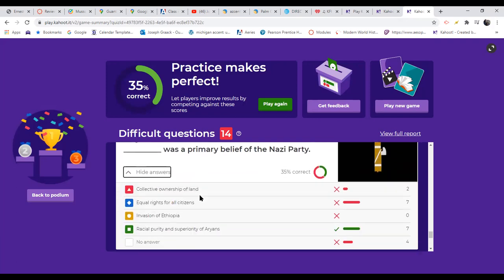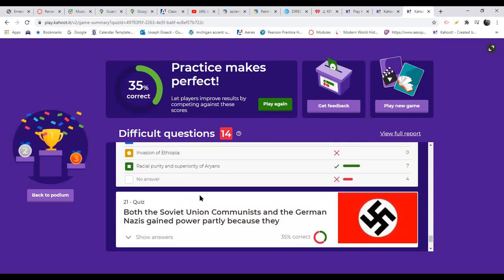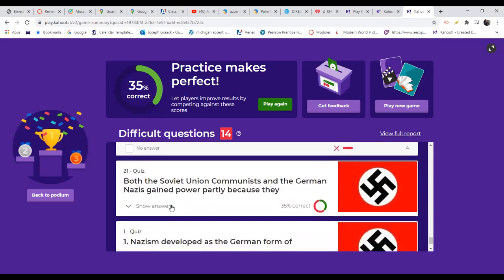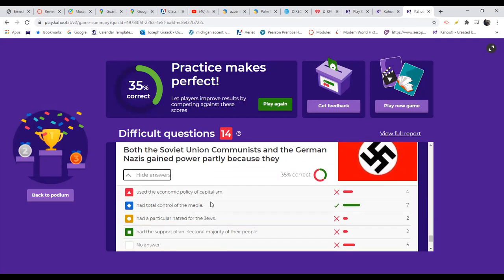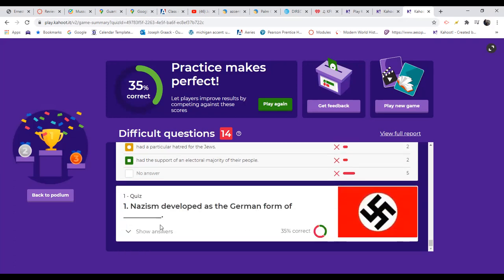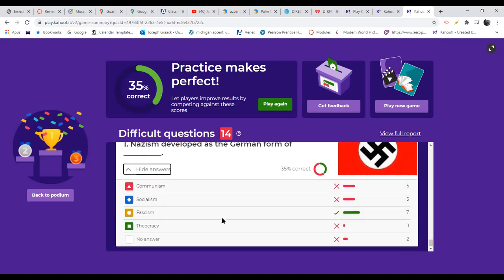What was a primary belief of the Nazi Party? That was racial purity and the elevation of the Aryan race. Both the Soviet Union communists and the German Nazis gained power partly because they had control of the media. Same thing with Mussolini, right? We talked about his newspaper. We talked about his control of textbooks in schools. It's very common. Nazism developed as the German form of fascism, right?